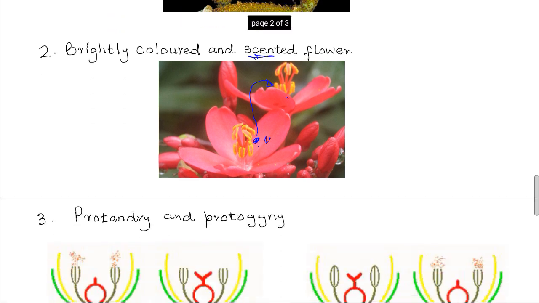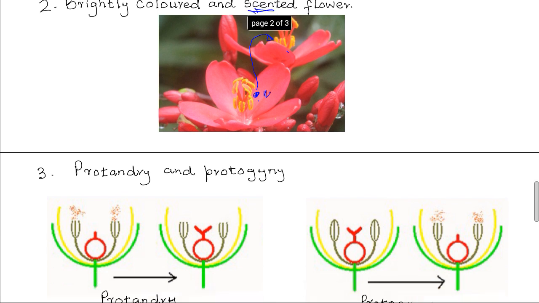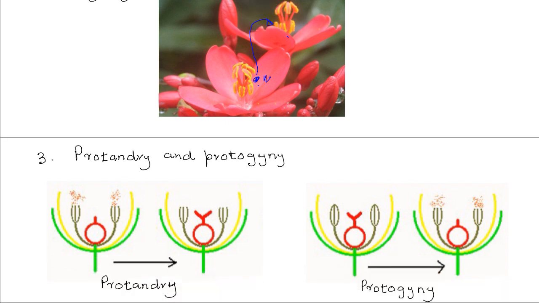Another feature is protandry and protogeny. In some plants, the male and the female parts mature at different times. This ensures that the pollen from one flower can only germinate on the stigma of a different flower. There are two instances of how this is brought about.